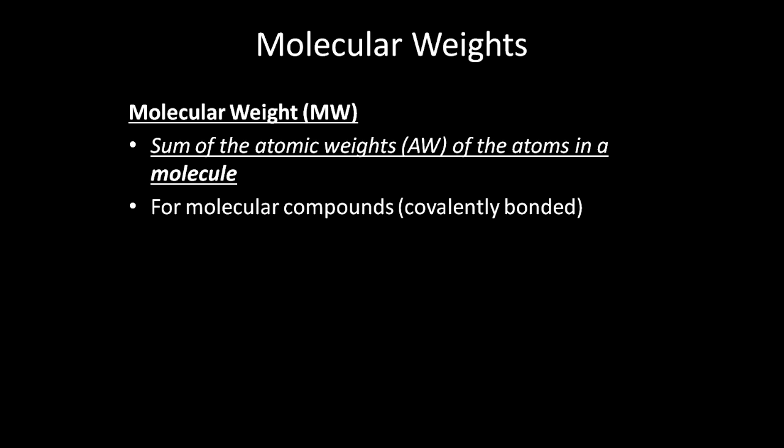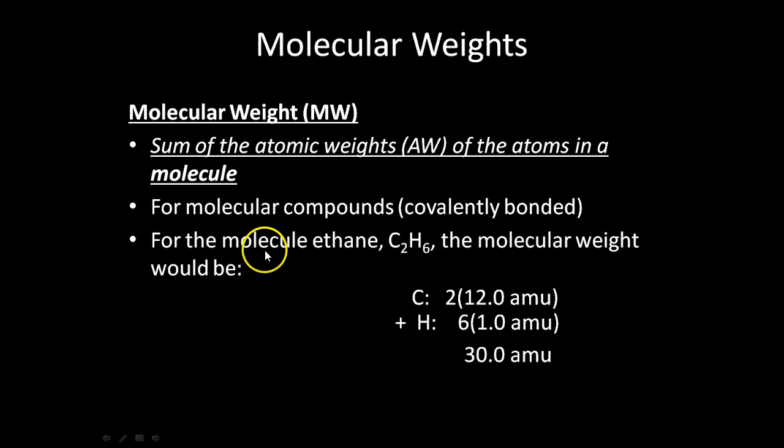Now there's almost an identical idea for molecular weight, for molecules, as there is for ionic compounds. The only difference is we change what we call this weight. We now call it the molecular weight. This is the sum of all atomic weights, AW, of the atoms in a molecule. For a molecular compound, remember, there's something that is covalently bonded. You're just adding up the atomic weights for the atoms found on the periodic table. So if we consider ethane, for instance, we have 2 carbons and 6 hydrogens.